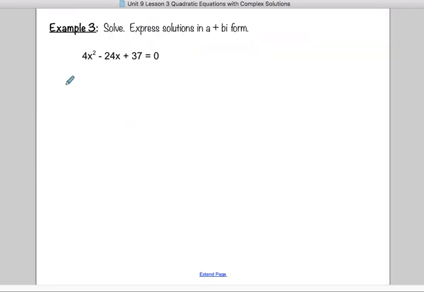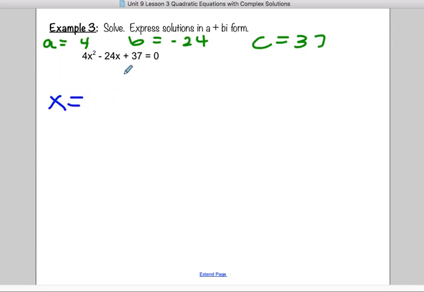Example 3. I know there's going to be an imaginary part, and the way that's going to happen is with a quadratic. You could try and factor it. It is not possible. So we're going to go ahead, plug it into our quadratic formula. In this case, we know a is 4, b is negative 24, and c is 37. So plug it in the quadratic.